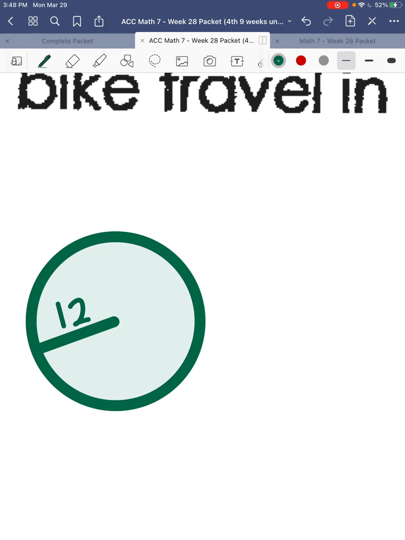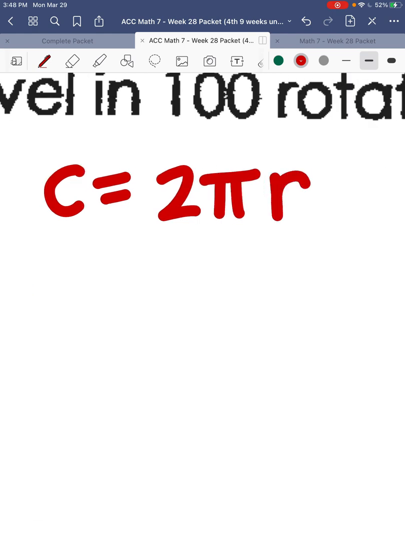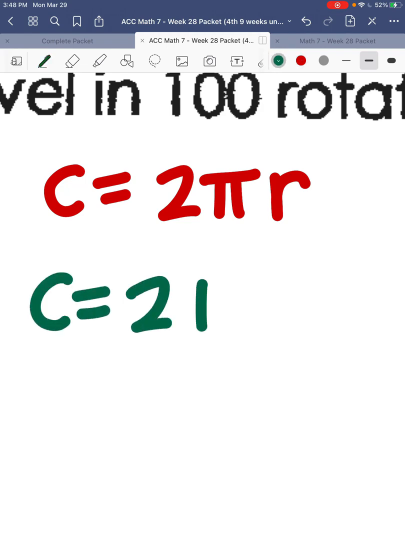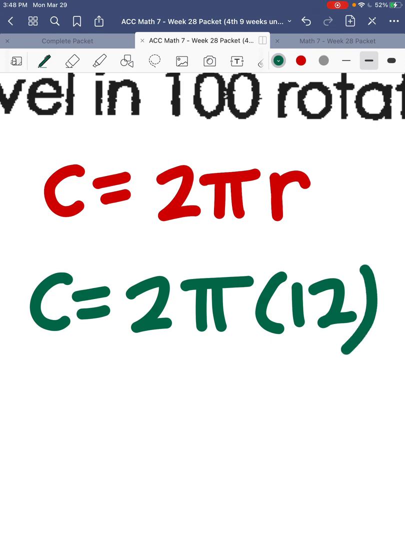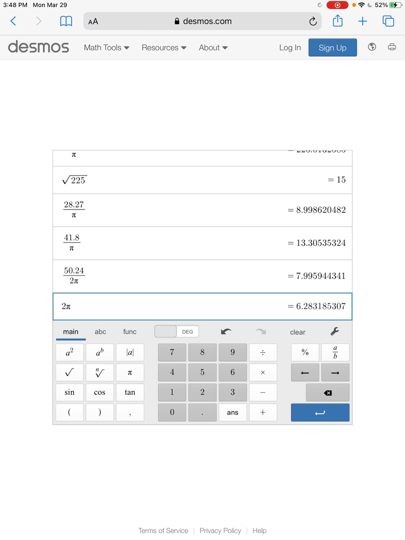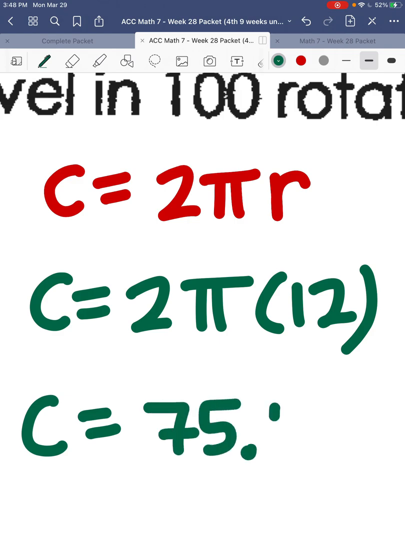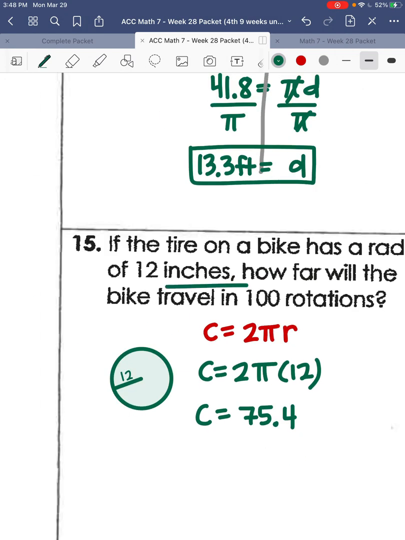So to find the circumference, because we're given the radius, I think it's best that we use this formula here. C equals 2 times pi times r. So I'm going to plug in 12 for r. So C equals 2 times pi times 12. And I'm going to go put that in my calculator. So 2 times pi times 12, I get 75.39. Now I'm going to go ahead and round that to one decimal place, so 75.4. So the circumference is 75.4, and we need our unit, it's inches.